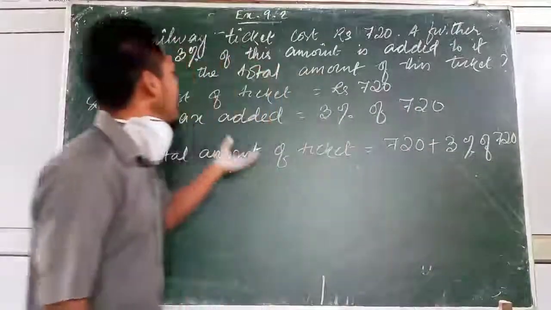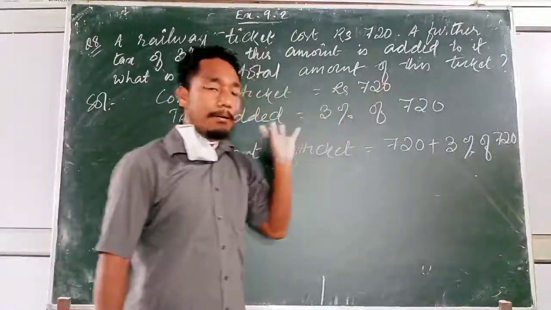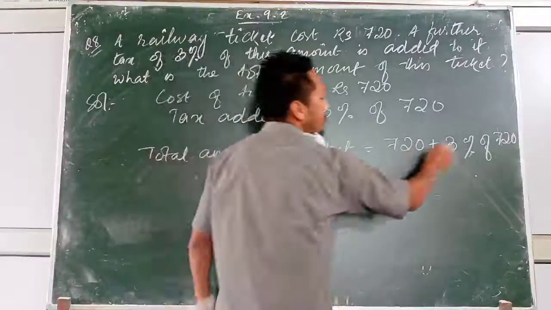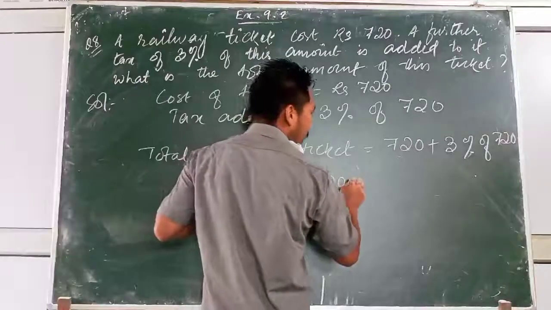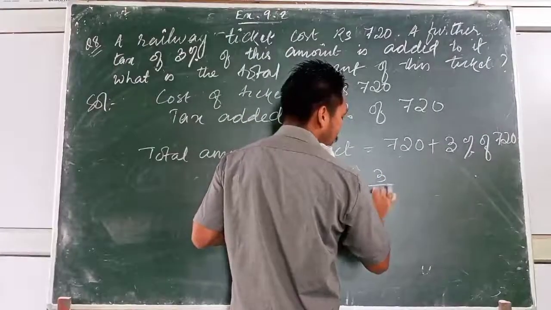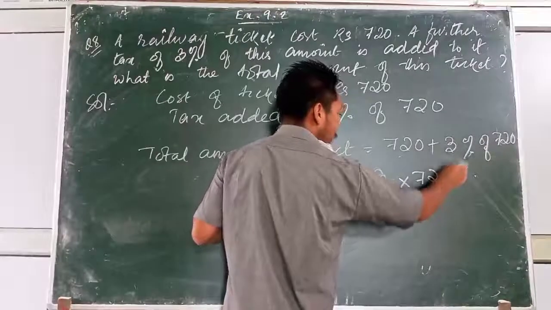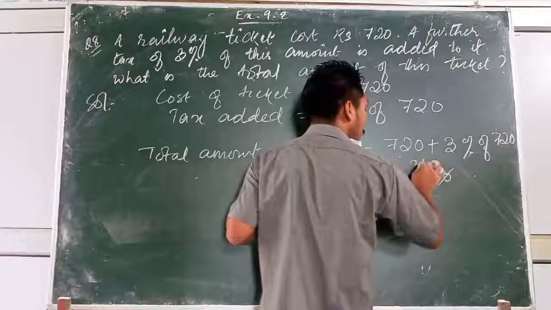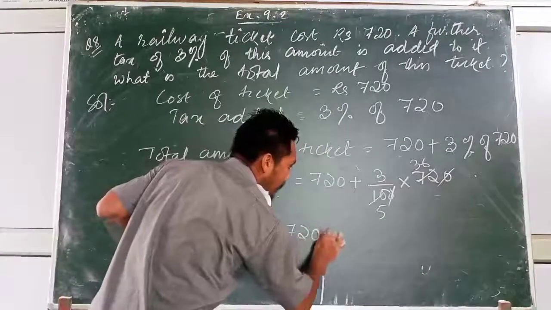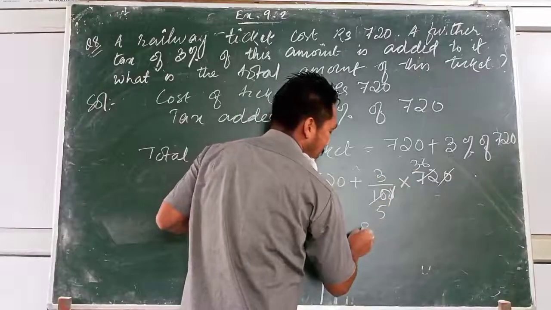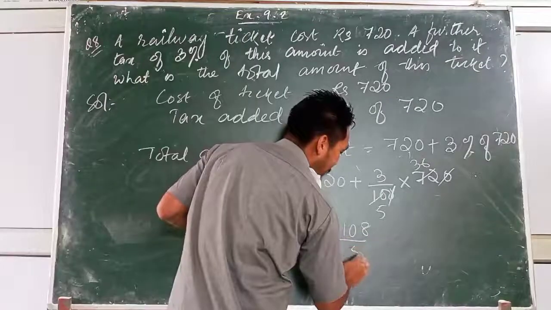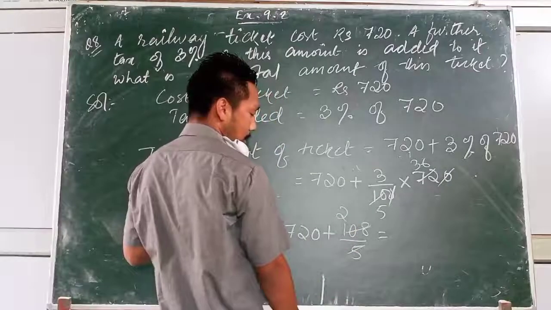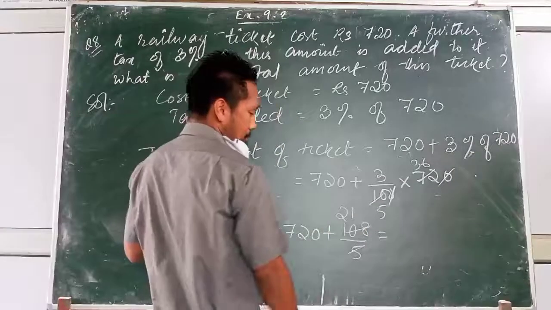At the very beginning at the ticket counter you pay only 720, but another tax has been added, which means you have to pay another 3% of the ticket. So you have to add to the cost of the ticket: 720 plus 3 by 100 into 720. The zeros cancel. 3 times 6 is 18, 1 times 3 is 9, and then dividing by 5, 5 twos are 10, 5 ones are 5, 5 sixes are 30.